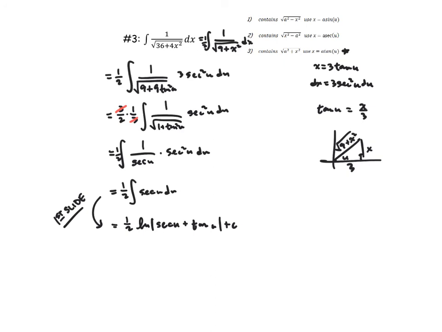Now I just need to know the secant of u and the tangent of u. So looking at this diagram, I already know the tangent of u. It's x over 3. I was given that earlier. The secant of u will be the reciprocal of the cosine. So the cosine is 3 over root 9 plus x squared. So the secant will be square root 9 plus x squared over 3. Therefore, the integral of the above function is 1/2 ln of x over 3 plus square root 9 plus x squared over 3, plus c. There you have it, guys.